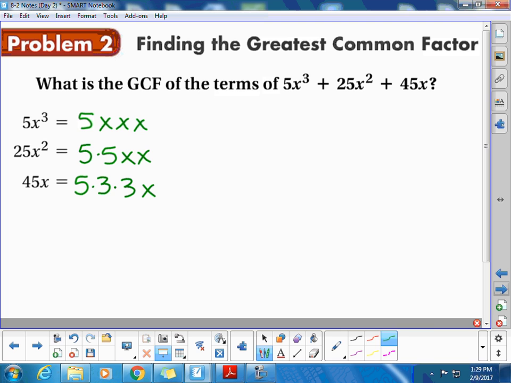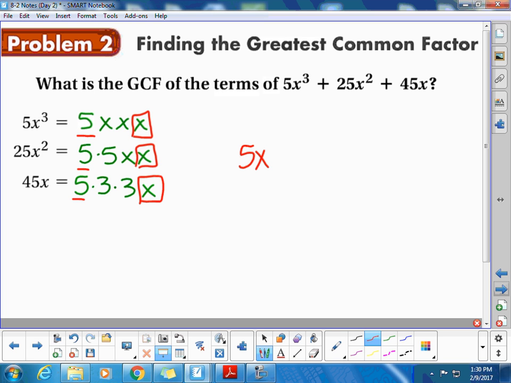And then x. So we're looking for things that we have in common in all three monomials. So there's 5s in all three of them. And there's only one x here. So the most x's I can take out are just 1. So my greatest common factor, I have a 5 in all of them, and I just have 1 x. So that's the greatest common factor of that expression. That means I can take 5x out of each of them.